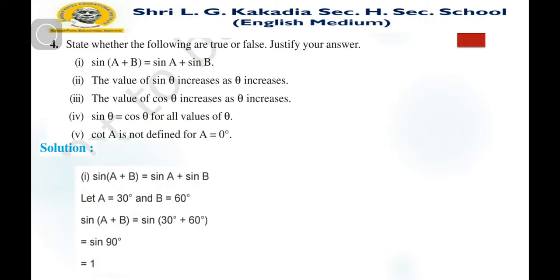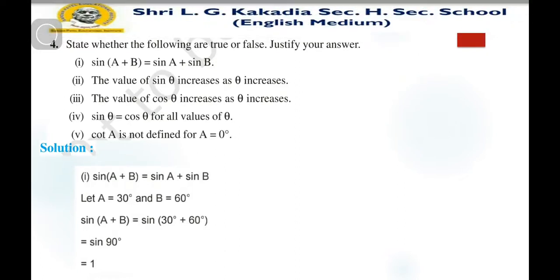Sine of a plus b is equal to sine a plus sine b. Let us take any two acute angles. We take a as 30 and b as 60. So let us put these values: sine of a plus b is equal to sine of 30 plus 60. 30 plus 60 is 90, and sine 90 is equal to 1.